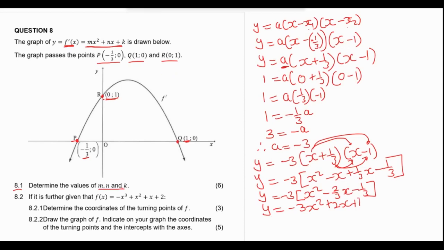Therefore, m is equal to negative 3, and n is equal to positive 2, and k is equal to positive 1. So therefore, m is equal to negative 3, n is equal to 2, and k is equal to positive 1.